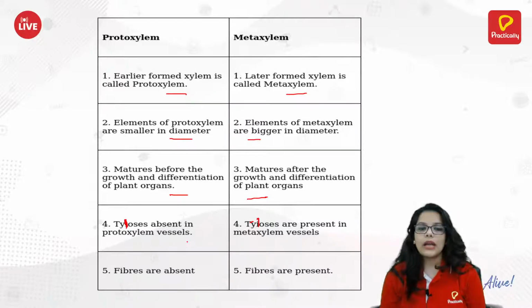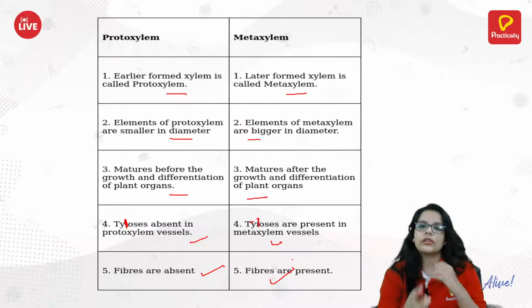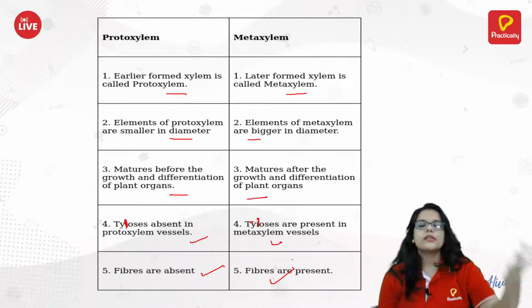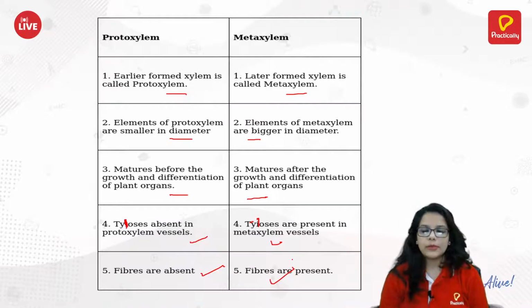Tyloses, it should be L. Tyloses are absent in protoxylem vessels. Tyloses are present in metaxylem. Fibers are absent in protoxylem, and fibers are present in metaxylem. These are bigger in structure, right? So they have fibers, whereas the protoxylem, they don't have fibers.